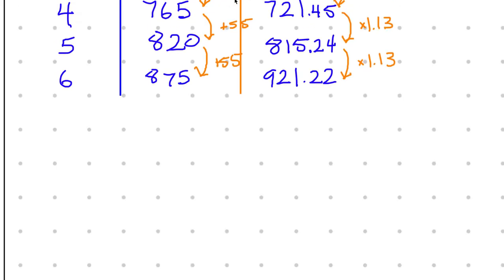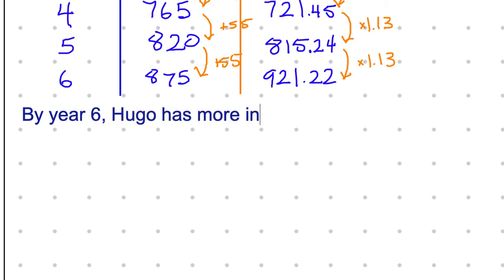So I'll type out my answer as well. So by year 6, Ugo has more money in investment B. Cool. Technically, it's by the end of year 6, but that's being too formal. So by year 6, because that's what matched up there.